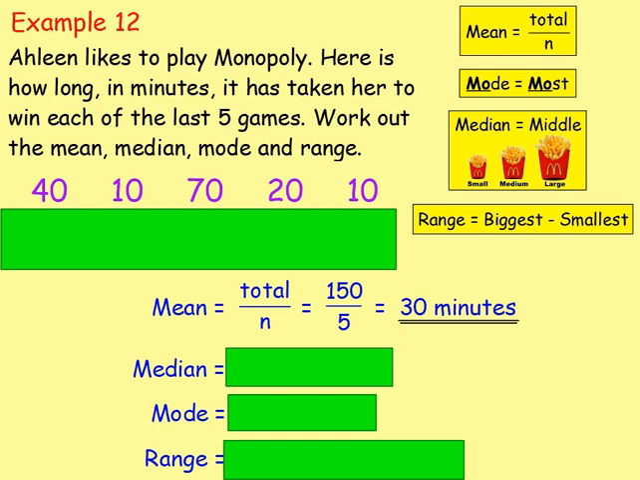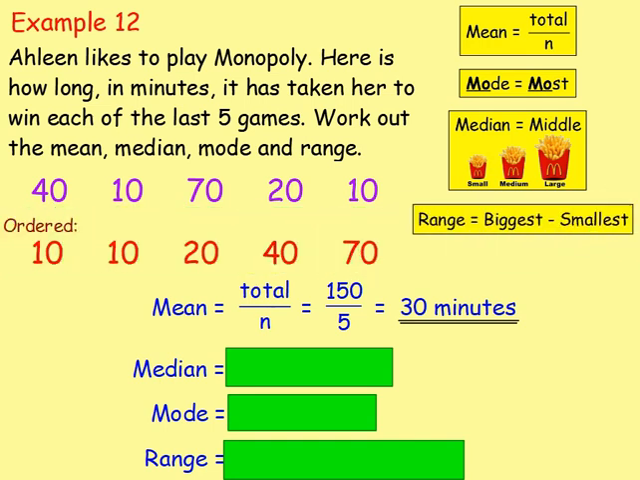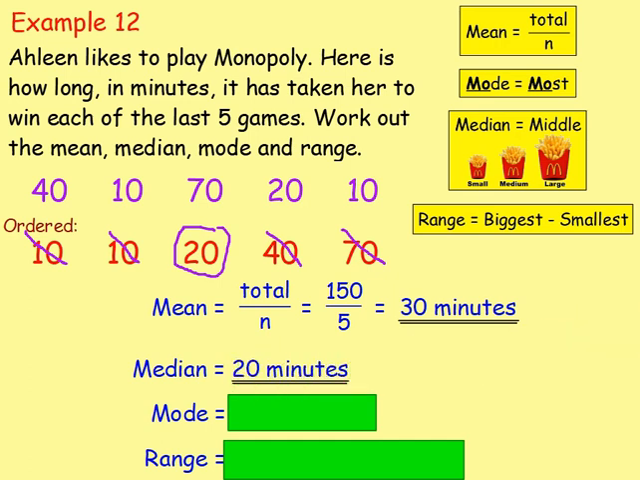For the median, how do you work out the median? Middle value! Good, but what do you have to remember to do first? Put the results in order. Exactly. So if you put them in order, you would have 10, 10, 20, 40 and 70. Tick the one that is in the middle. So cross off one at the left and one on the right and one on the left and one on the right. And what do you have in the middle? 20. Brilliant. So you'd have 20 for your median.